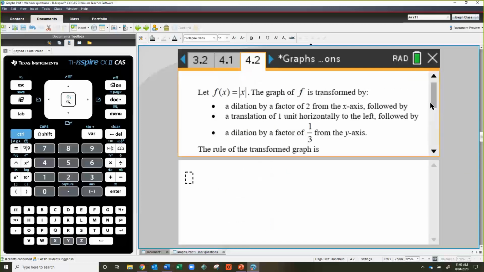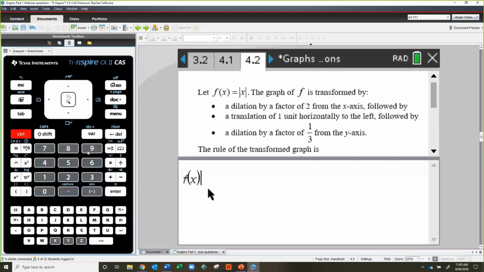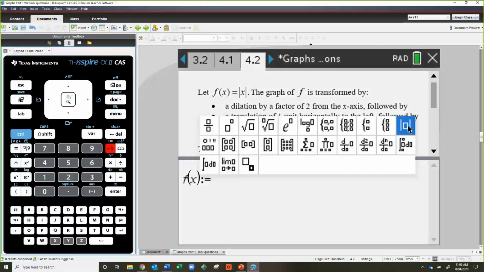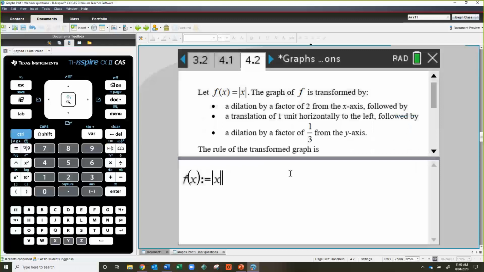So let's have a look at what the transformations are. We'll start by defining our function f(x), and everyone knows how we define functions now. We can get the absolute value from here, but alternatively, you could just type ABS, absolute value. So that's my absolute value of x.